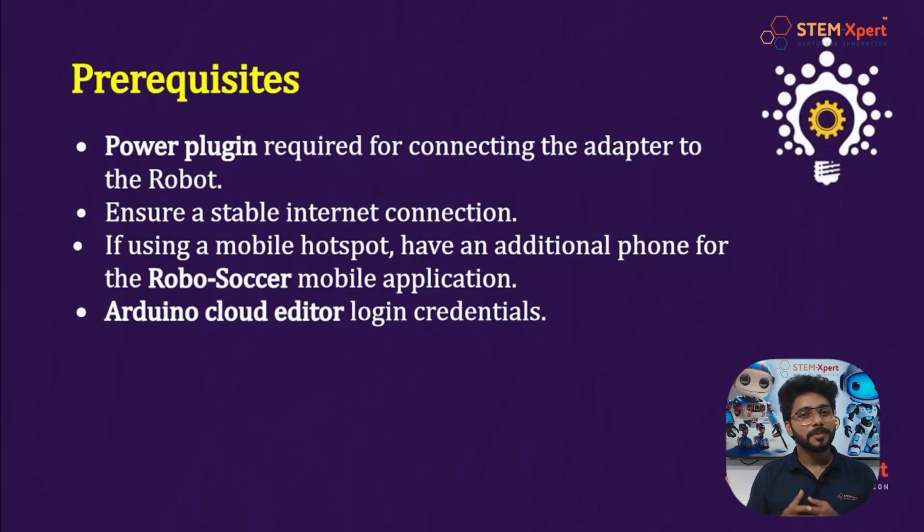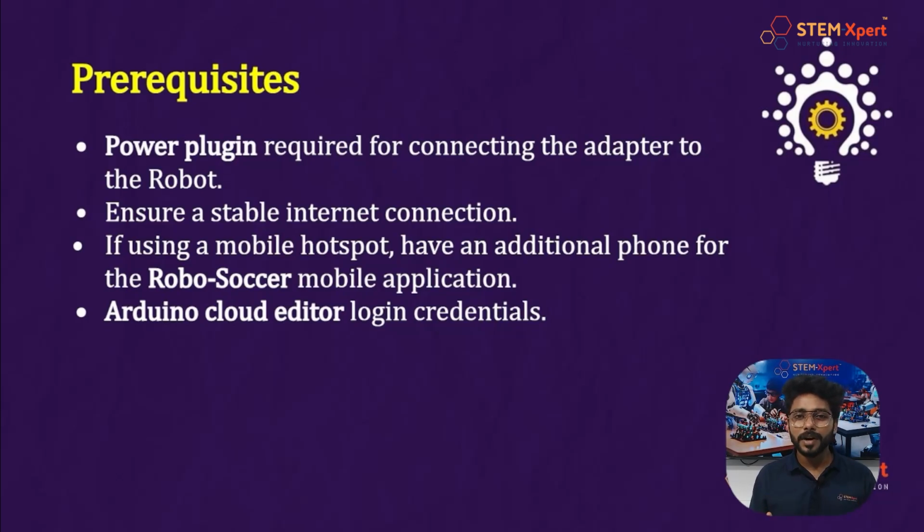The second one is a proper internet connection. You need to have a stable internet connection. And the third one is, for connecting to the internet, if you are using your mobile hotspot, you might require another mobile phone for installing the mobile application for controlling our robot. Understood? These are the 3 points which are very important.